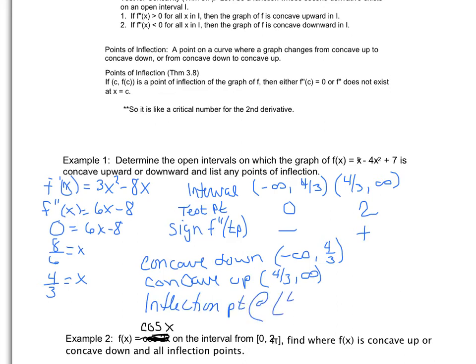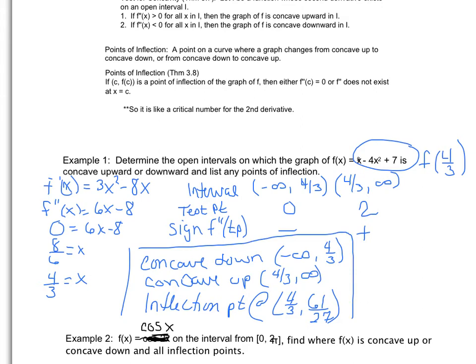And this is the point that lies on my original graph. So I want to plug 4 over 3 back into my original function. So I'm going to find f of 4 over 3. Putting that into my calculator and going through the steps, I get 61 over 27, just following order of operations. And so now I know where I'm concave down, where I'm concave up, and where my inflection point occurs.